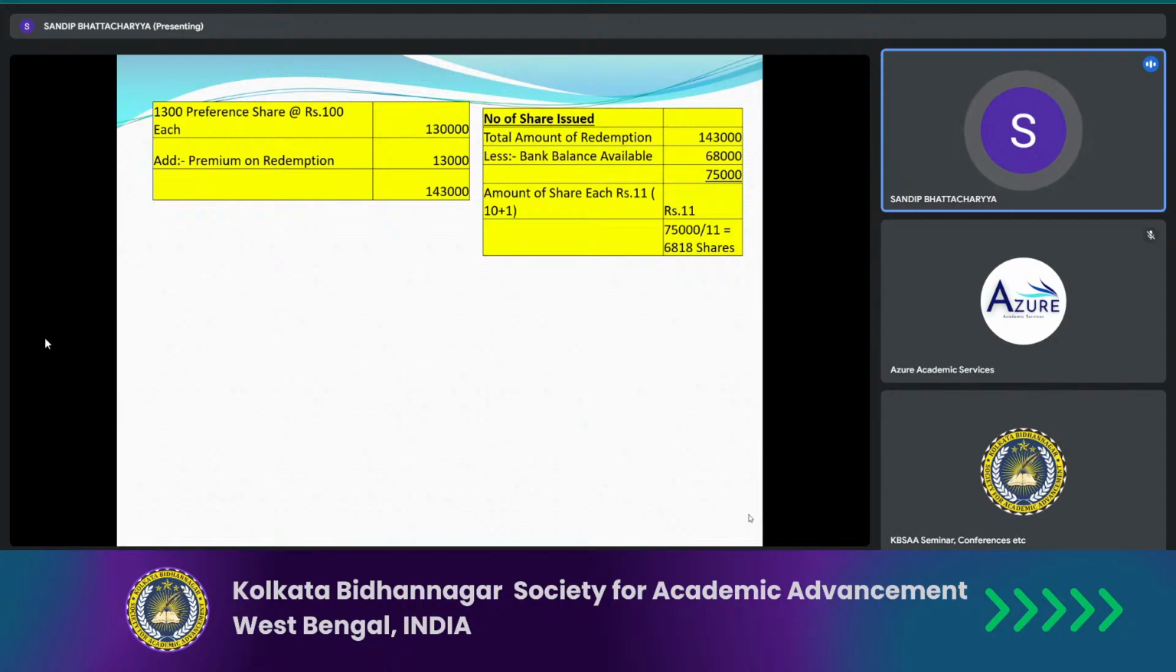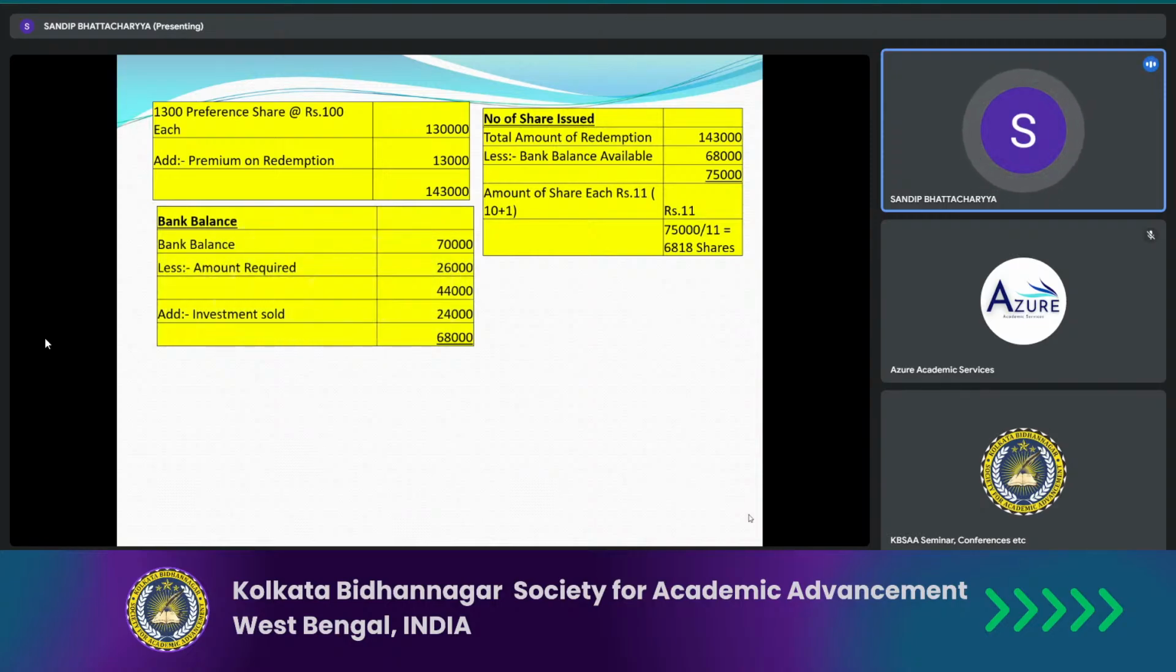So 1,300 preference shares at the rate of 100 each, that is 1,30,000. Premium on redemption, because as it has been mentioned in the question paper that the preference shares are redeemed at a 10% premium, that is the 1,30,000 into 10%, that is 13,000. So how much is the total for the preference shares? That is 1,43,000. So this is working note number 1.